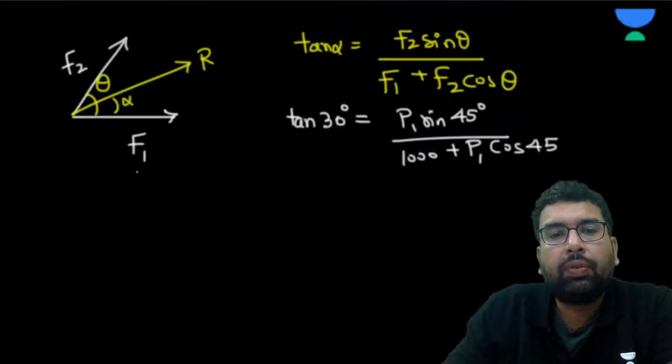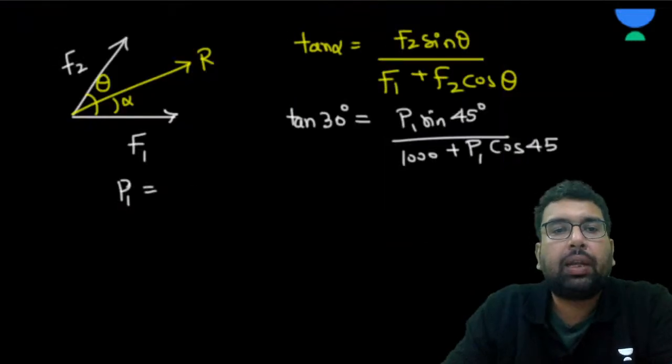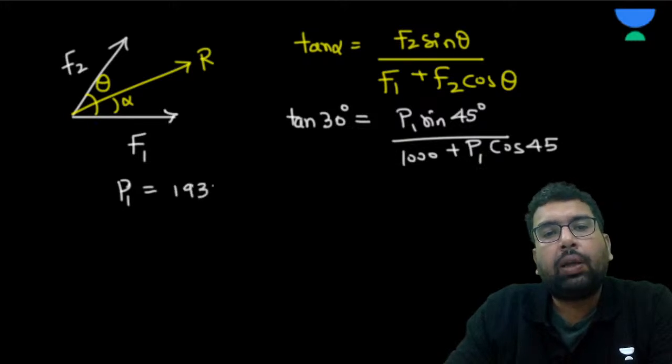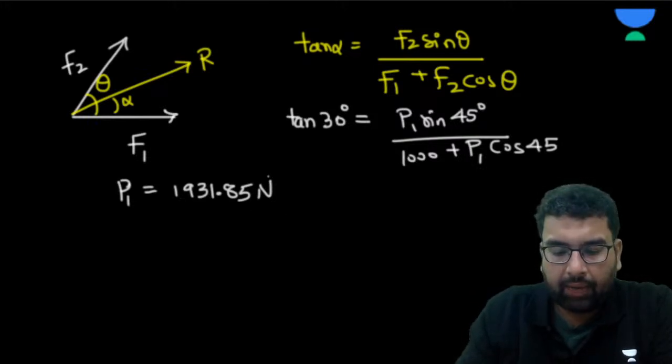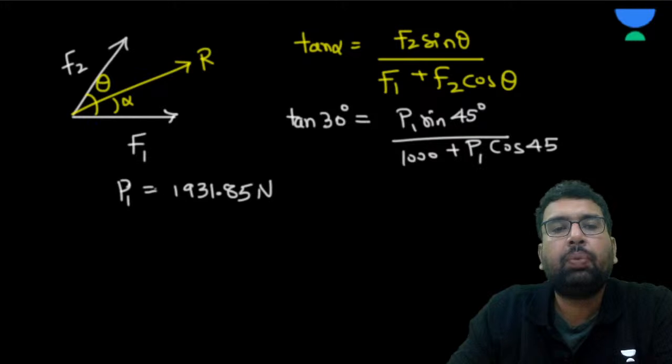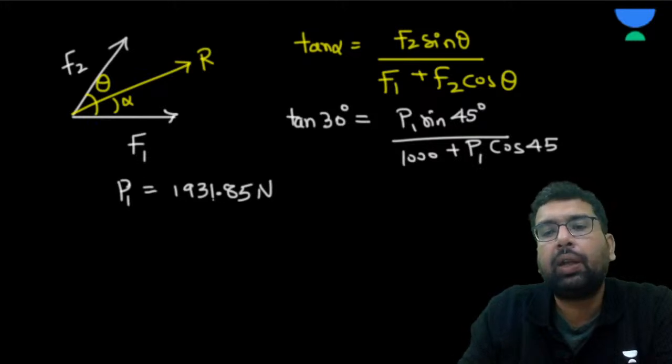So when we do the calculation, we'll be getting P1 as 1931.85 Newton. Are you getting my point? 1931.85 Newton, that is what we are going to get as P1.